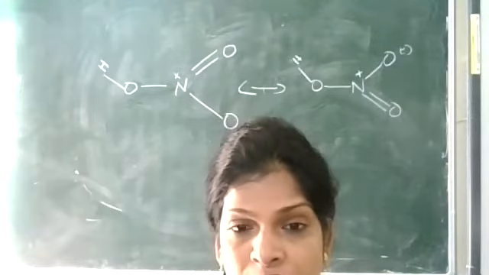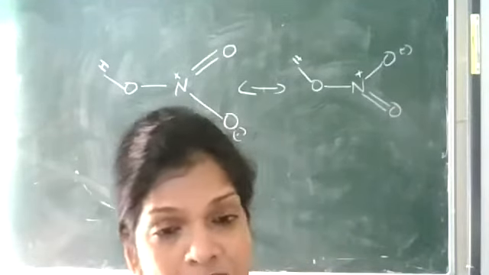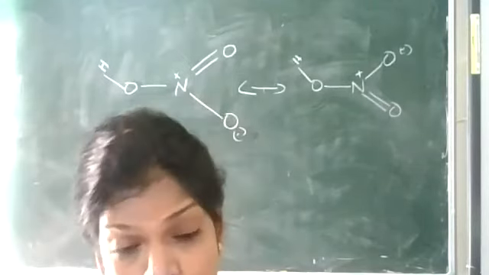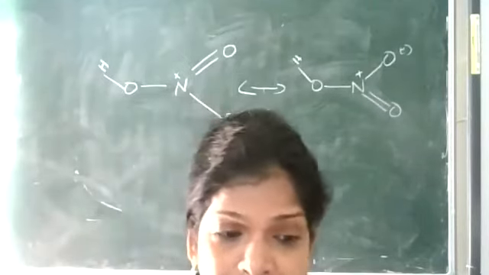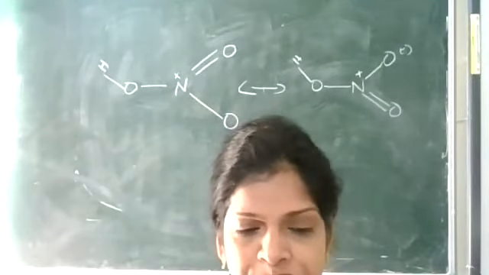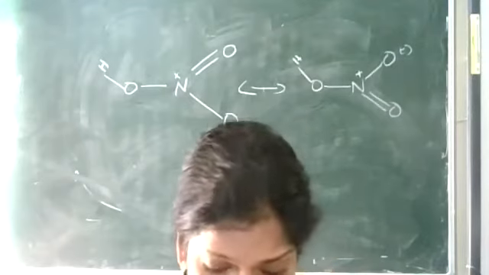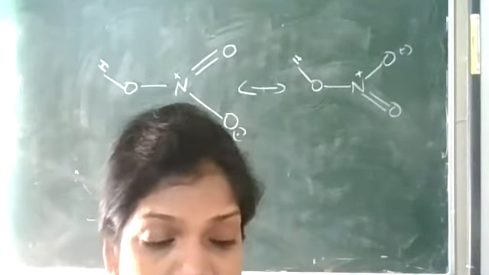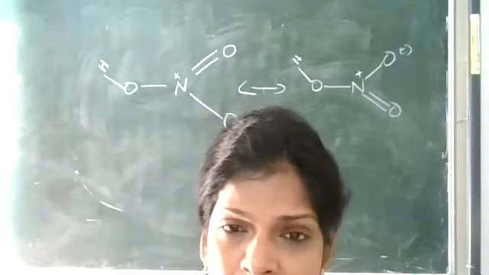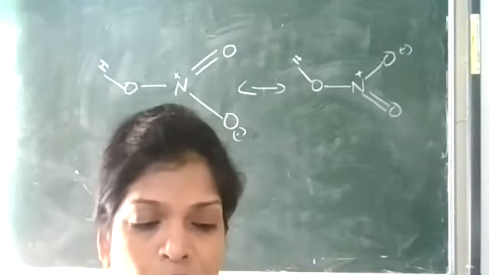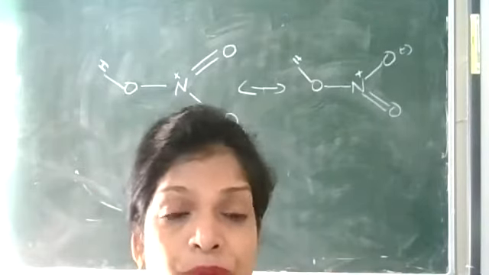Now HNO3, there is concentrated HNO3 and dilute HNO3. Concentrated HNO3 is a strong oxidizing agent. It attacks metals except noble metals like gold and platinum. When the metal reacts with concentrated HNO3, salt will be formed, salt plus NO2 and water.